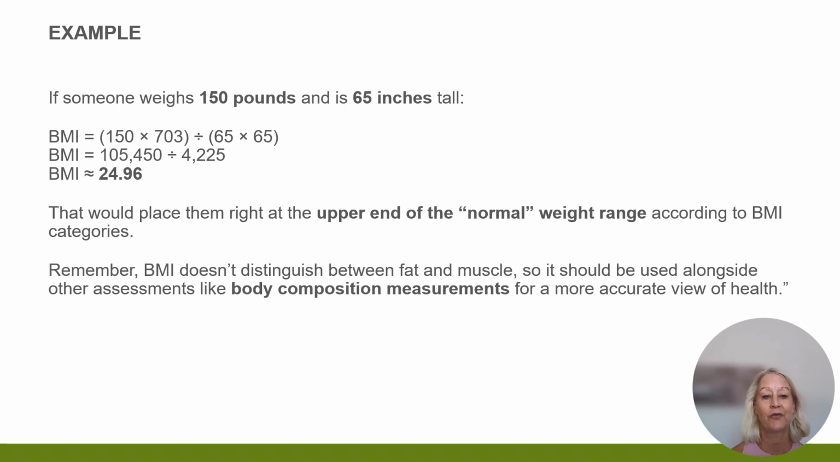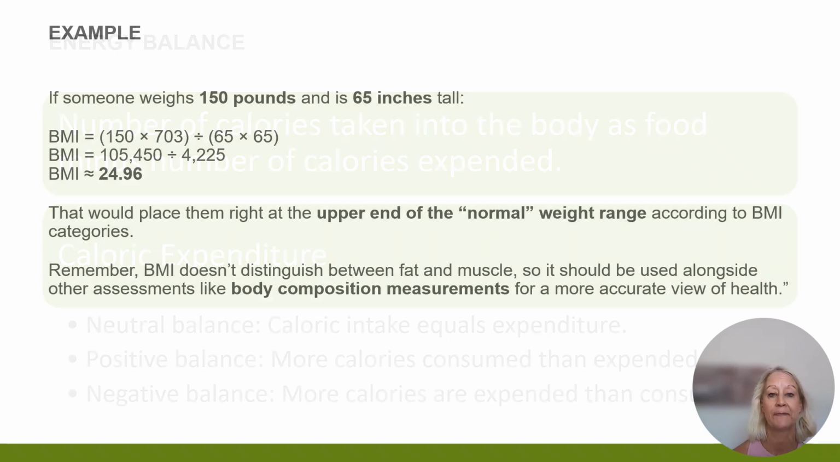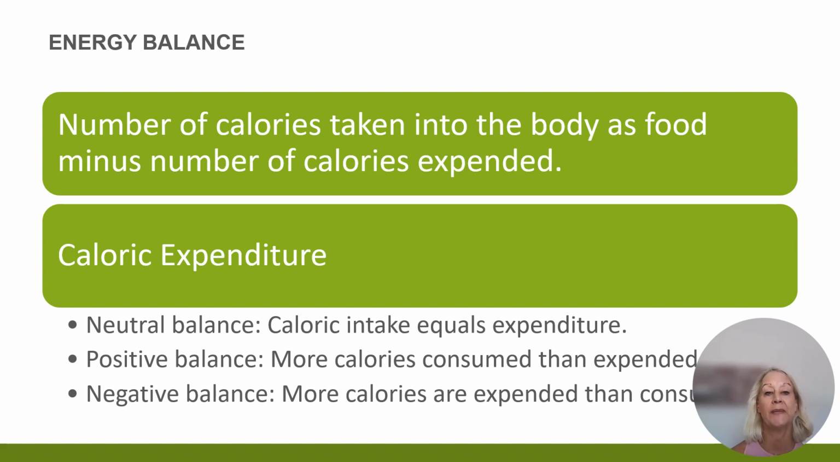And your number would be 24.96. Now, this puts that person at the upper end of the normal weight range according to BMI classifications. But it's important to remember, BMI doesn't tell the full story. It doesn't distinguish between muscle and fat. So someone with a lot of muscle might have a high BMI but still be very healthy. That's why it's best to use BMI alongside other tools like body composition measurements to get a more complete picture of someone's health.